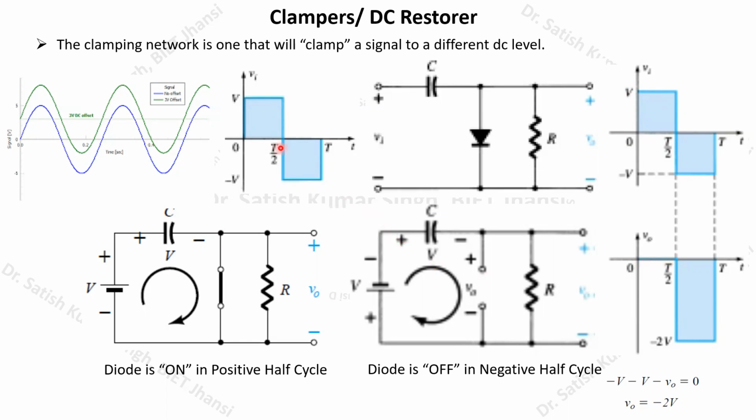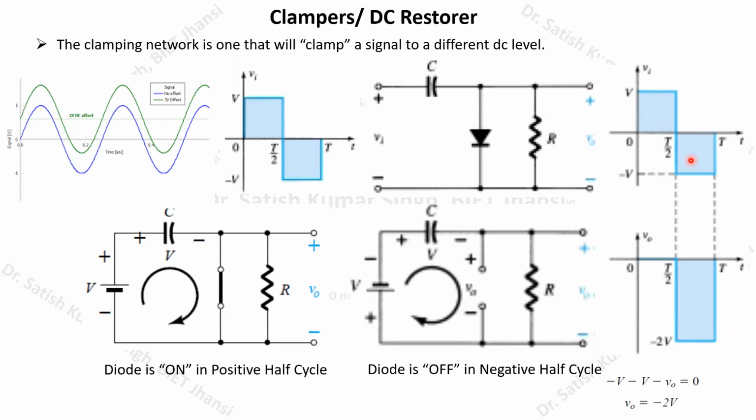As soon as this negative half cycle arrives, we have already calculated that the output voltage across this particular diode is equal to minus 2V. So here we have plotted this waveform. You can see it is minus 2V. Fine. And this way we are going to get this waveform. So now you try to observe these two different waveforms.